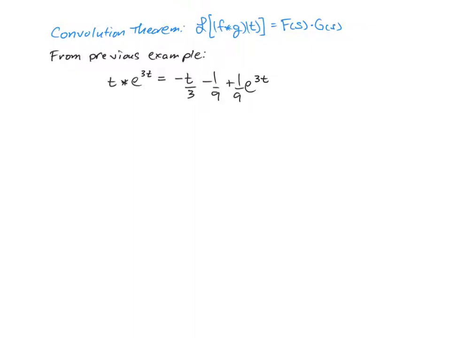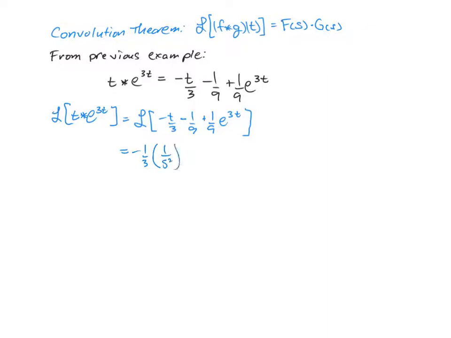So we're going to take the Laplace transform of the left side, which is t convolution e to the 3t, and that is equal to the Laplace transform of the right-hand side, negative t over 3 minus 1/9 plus 1/9 e to the 3t. Once again, we're going to use linearity on the Laplace transform. So we have negative 1/3 Laplace transform of t, which is 1 over s squared, minus 1/9 Laplace transform of 1, which is just 1 over s, plus 1/9 Laplace transform of e to the 3t, which is 1 over s minus 3.